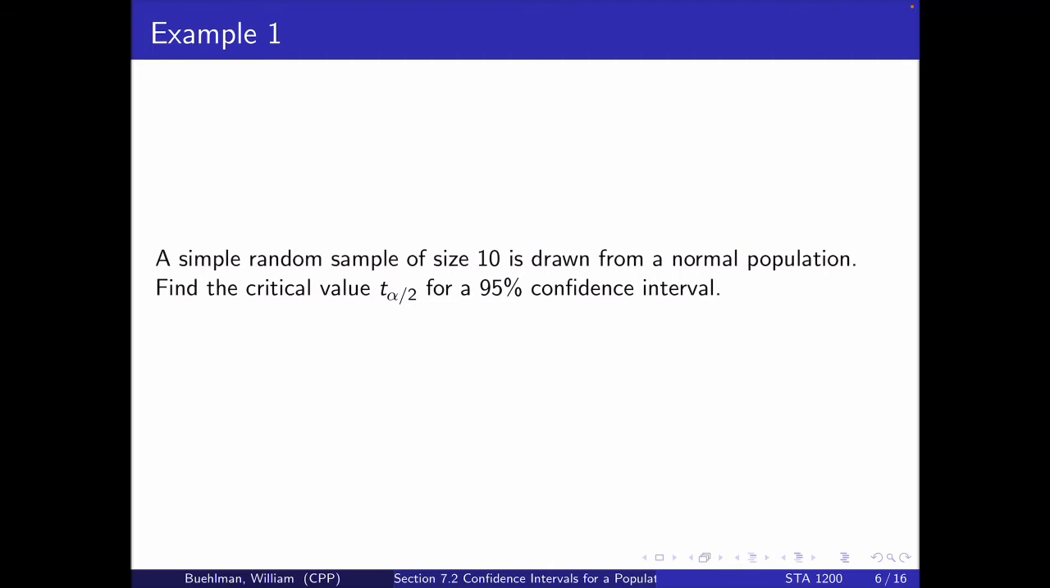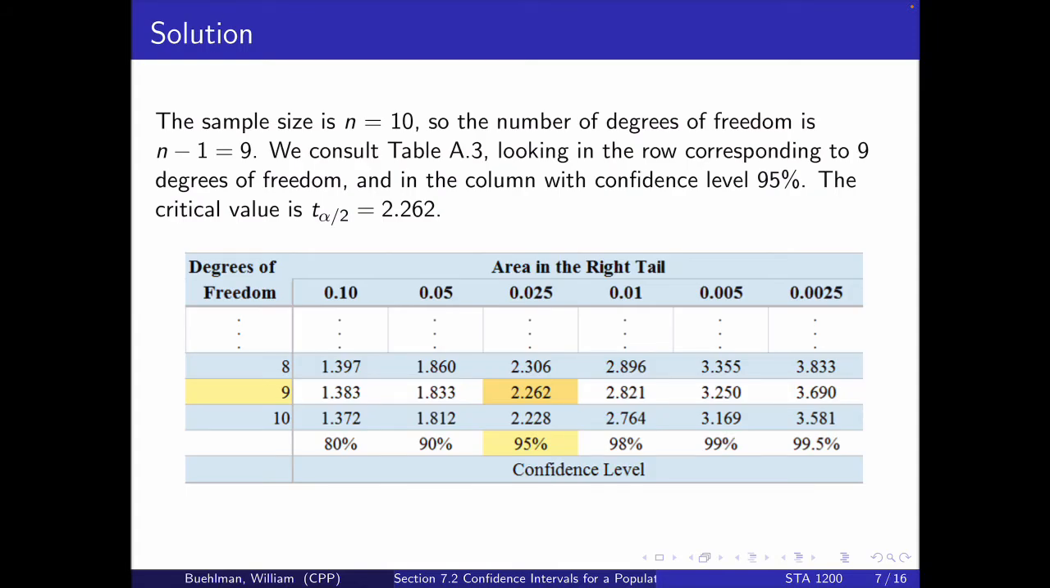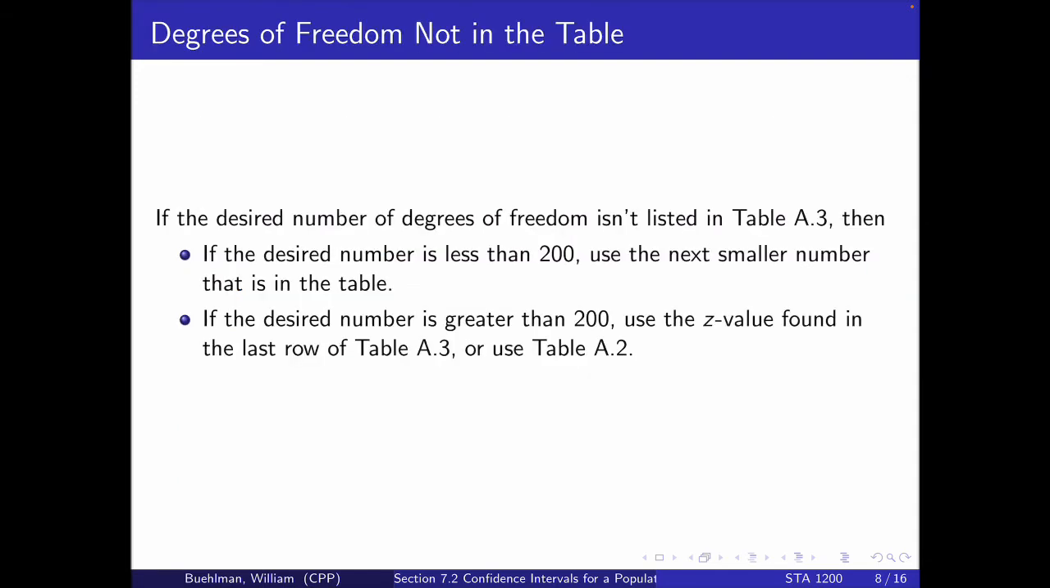Example 1. A simple random sample of size 10 is drawn from a normal population. Find the critical value t alpha by 2 for a 95% confidence interval. The sample size n is 10, so the degrees of freedom is that sample size minus 1, so 10 minus 1, which is 9. So now we consult table A3 looking for 9 degrees of freedom and the area to the right of 0.025, because that is what the right tail will be for 95% confidence. So we find where those two match and we get that the critical value is 2.262.